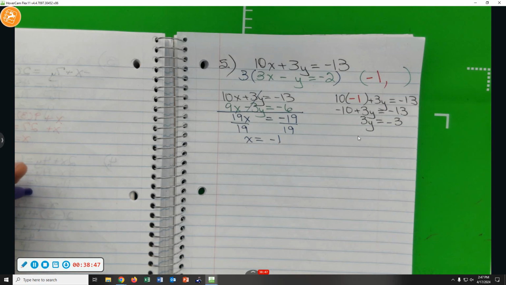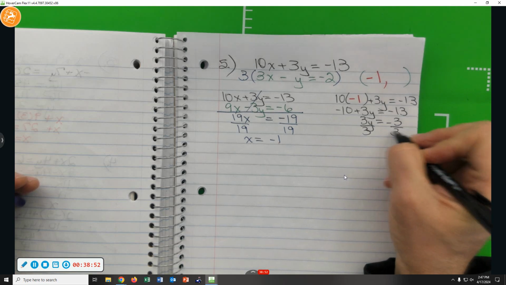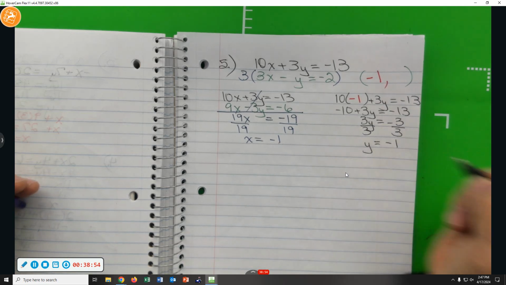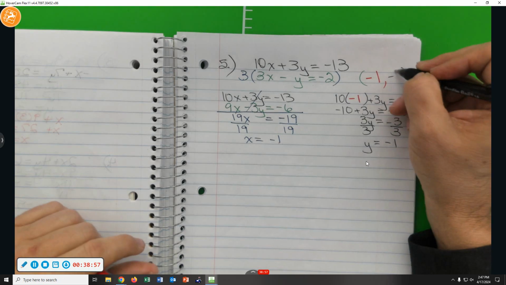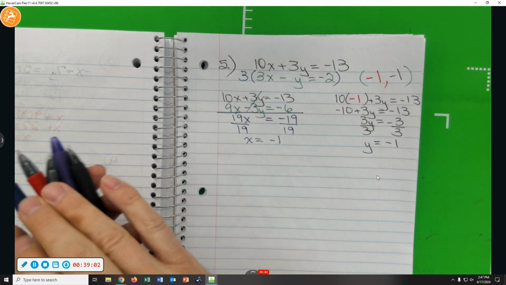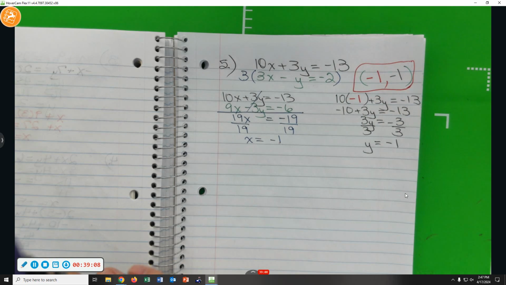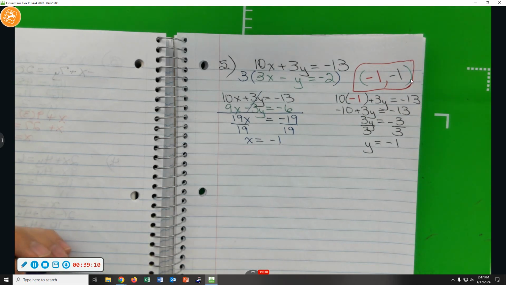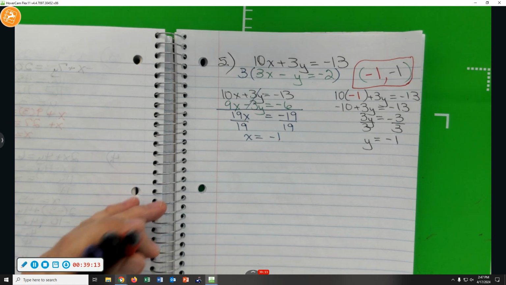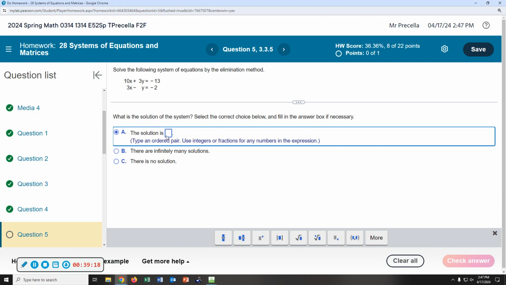And then, to give us y equals negative 1. Oh, well, in this case, x and y are both the same number. That can happen. Doesn't happen that often, but it can happen. Those two lines intersect at the ordered pair negative 1, negative 1. Any questions there? Parentheses, negative 1, comma, negative 1, close.